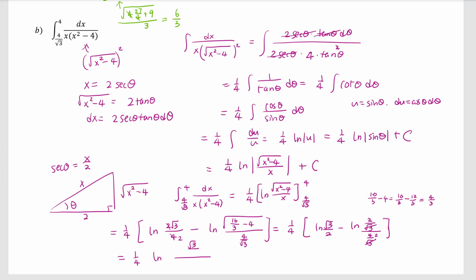So square root of 3 over 2, divided by 1/2. Oh, we can actually cancel it. So 1 over 4 ln of square root of 3. Do you note square root of 3 is like 3 to the 1/2? We can put the 1/2 in front. So we get 1/2 times 1/4, 1 over 8 ln of 3. So this is our final answer. So far so good, everybody?